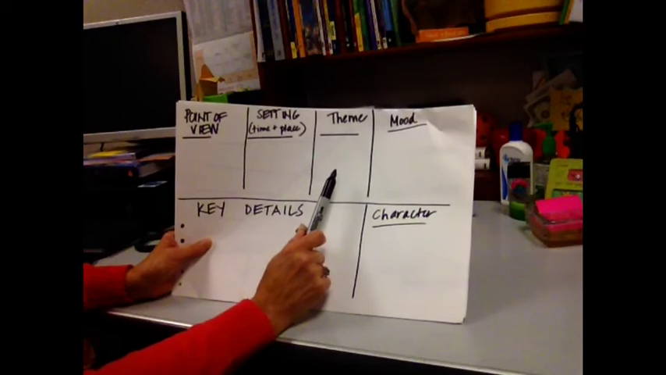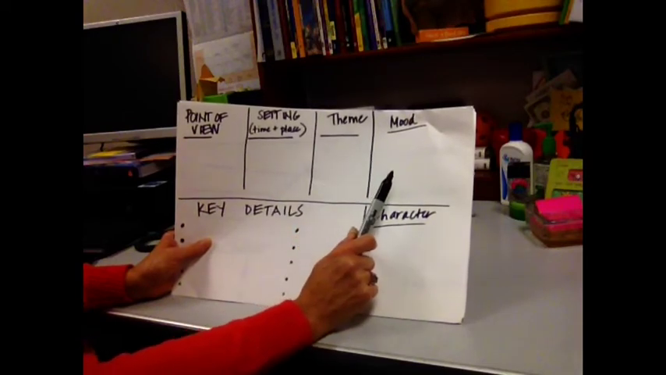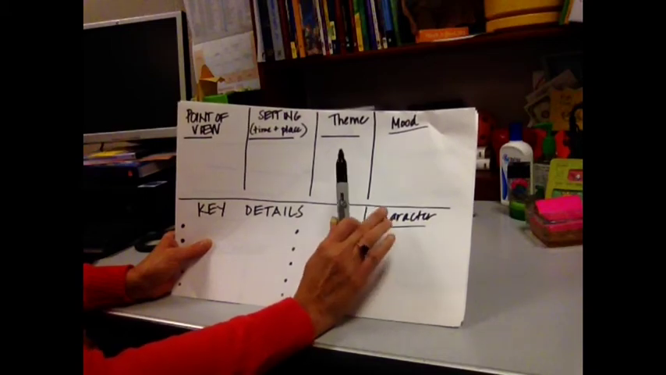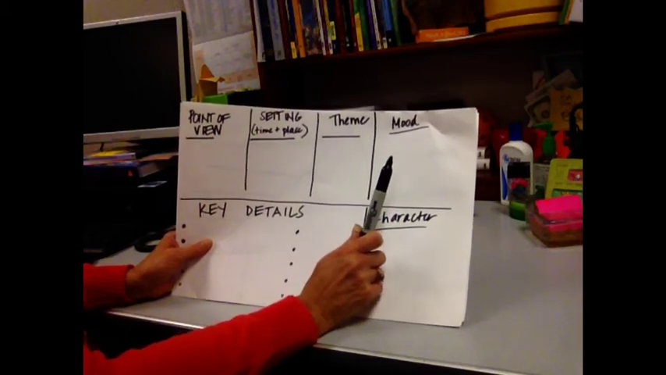What is the theme? What's the message or moral or lesson your book is trying to tell you? And what is the mood? Is it dark and ominous? Is it tense? Is it happy-go-lucky? What kind of drama is in there? What's the feeling or mood you get?